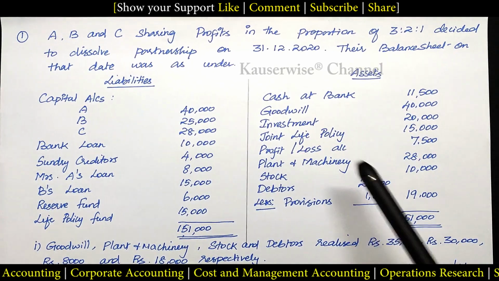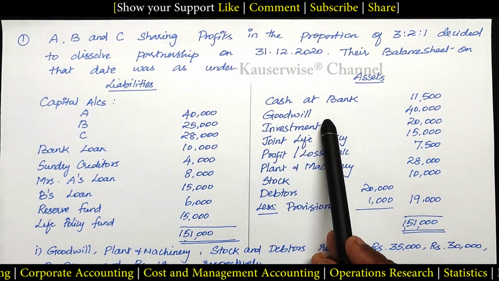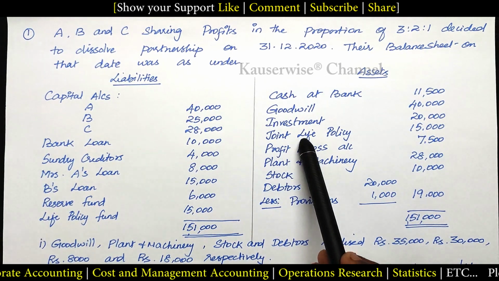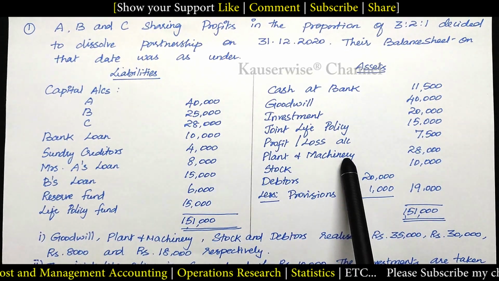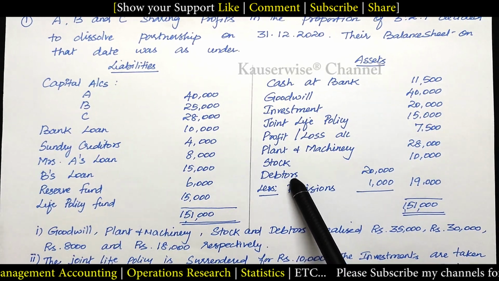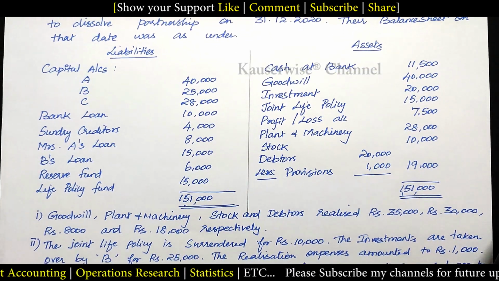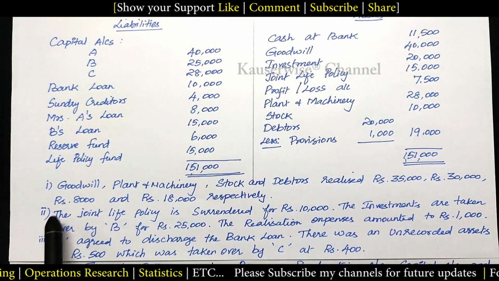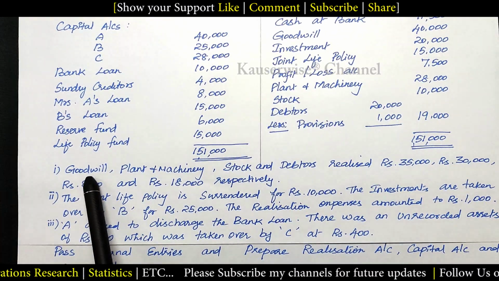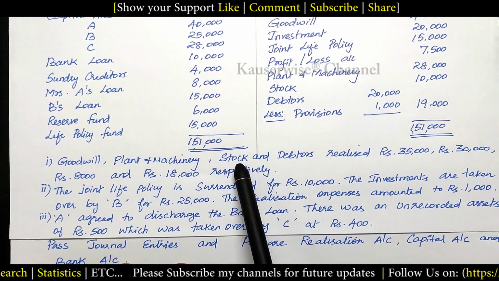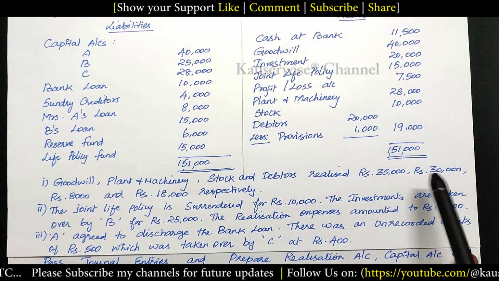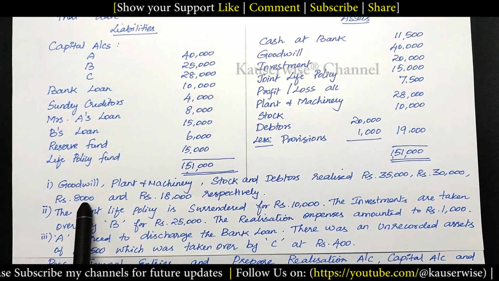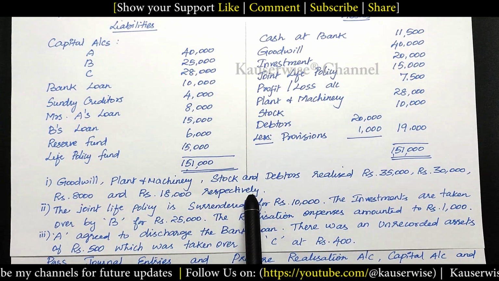Then look at the asset side: cash at bank, goodwill, investment, joint life policy, profit and loss account, plant and machinery, stock, debtors minus provisions. Okay, now see the adjustments. First adjustment: goodwill, plant and machinery, stock and debtors realized for rupees 35,000, 30,000, 8,000 and 18,000 respectively.